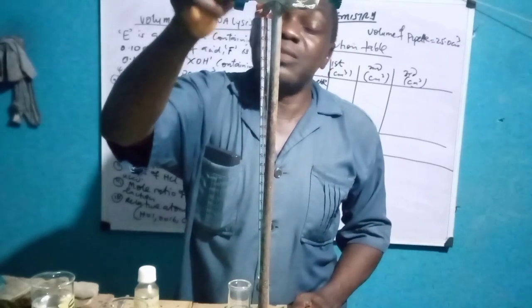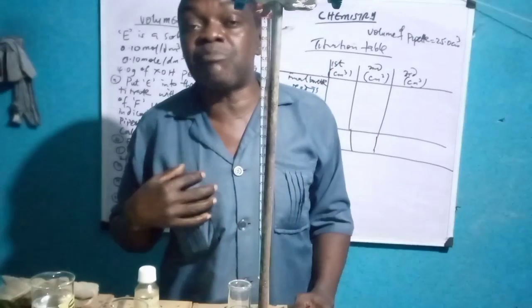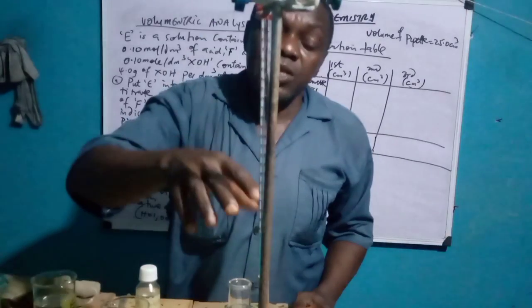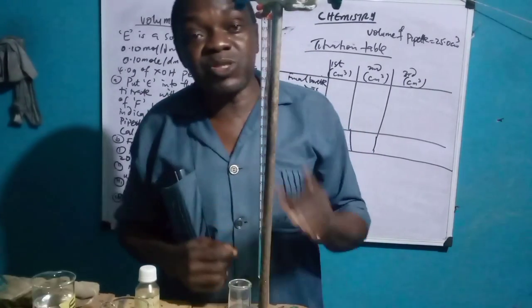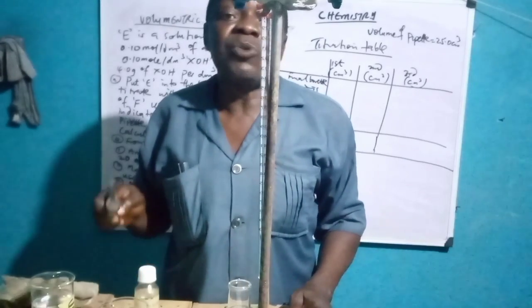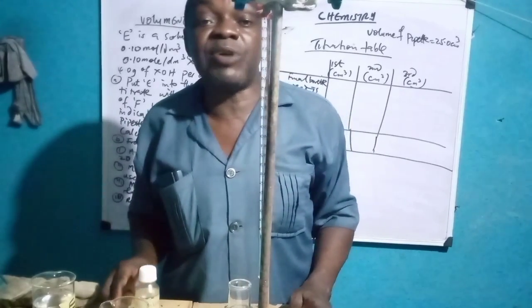Rinse a clean burette. You don't talk about washing. The WAEC marking does not recognize washing. All they recognize is rinsing the burette with the solution to be put in it, and you must not stop there. If you stop there, they will not give you any mark. You also say rinse the pipette with the base to be put in it, then you have a complete mark.